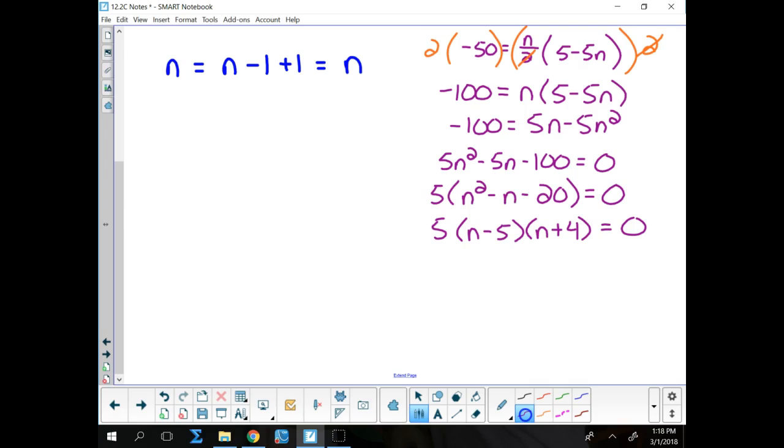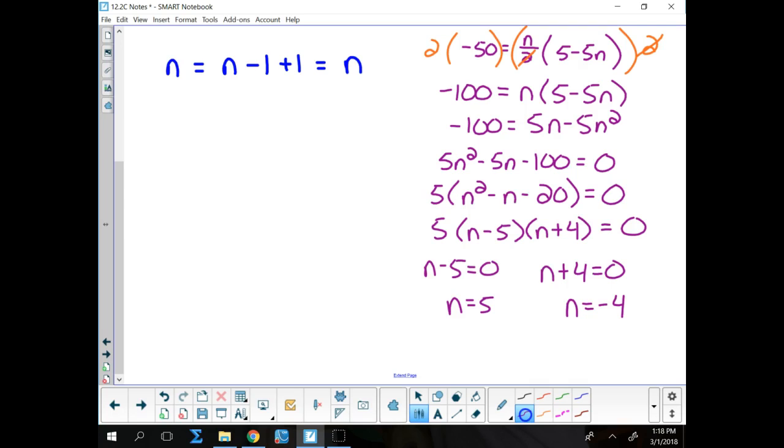Now what? How? So I say n minus 5 has to equal 0, so n equals 5. Or I say n plus 4 equals 0, so n's got to be negative 4. Right? What about the 5? 5 equals 0? Nope, can't do it.